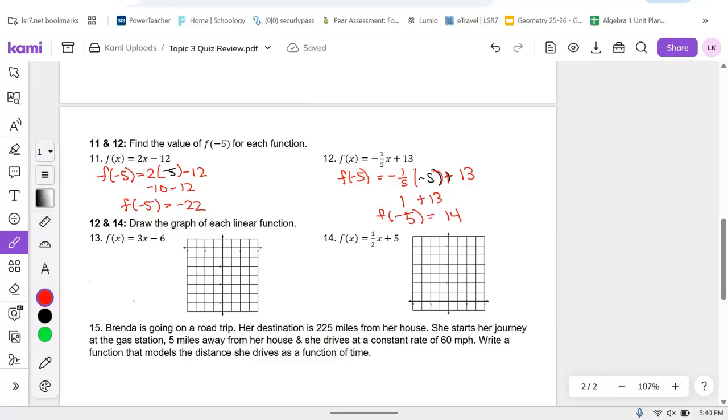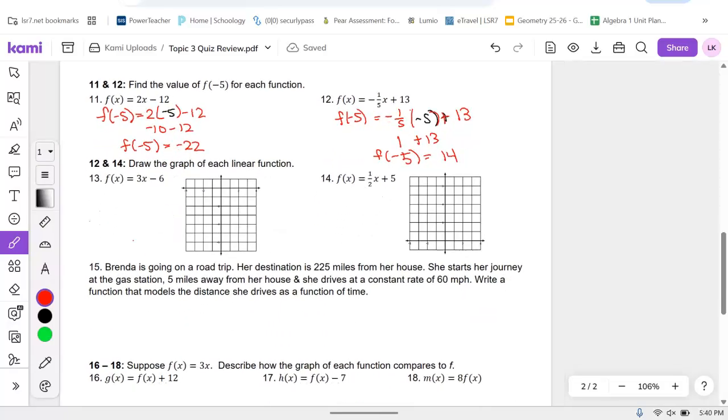Now number 12 and 14 says to draw the graph of each linear function. So remember we have y equals mx plus b, where m is your slope, b is your y-intercept, your starting point, and then y is just another way of saying f of x, okay? So looking at 13, where it says f of x equals 3x minus 6.